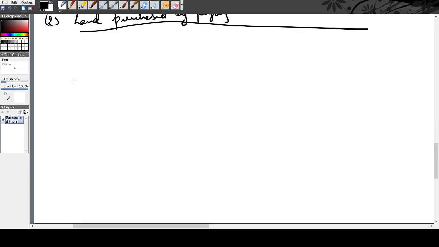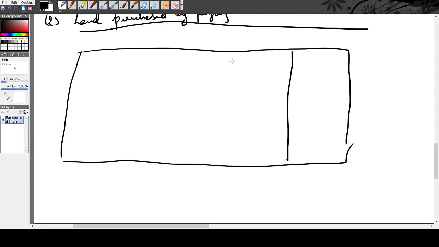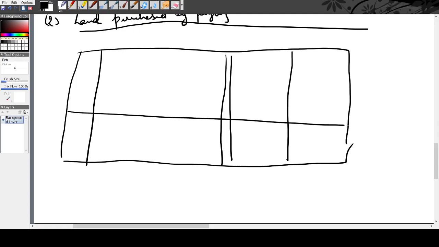Now, how to record this entry in the journal? I'll again draw the format of the journal for you. Please excuse my drawing skills. Don't go on the drawing skills, please try to understand the concept. So this is how my journal looks like. This is the debit column, this is the credit column. Now the question is, what should I write in the debit and what should I write in the credit? These are the things we have to learn.